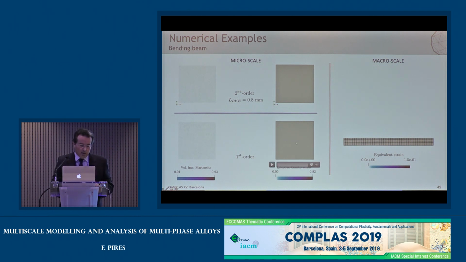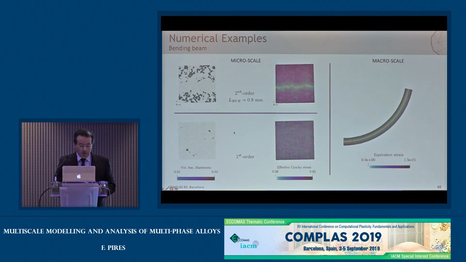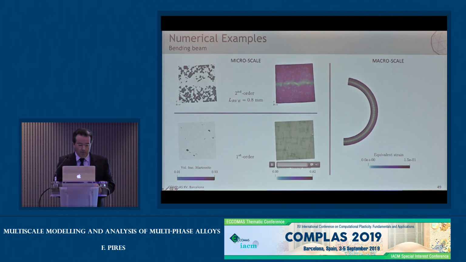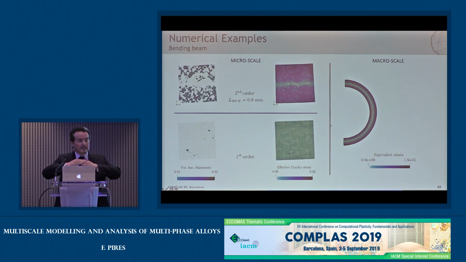In this column, I will plot the effective Cauchy stress, and in this column, the volume fraction of martensite. I'll play it now, and you'll see that as we deform, the first-order formulation has a lot of rotation but very small deformation. And when we look at the contours of the stresses in the RVE with the second-order formulation, we see a straight line. I'll play it again. What we are seeing is that the neutral axis is going from bottom to top, and with the second-order formulation we can capture that evolution.